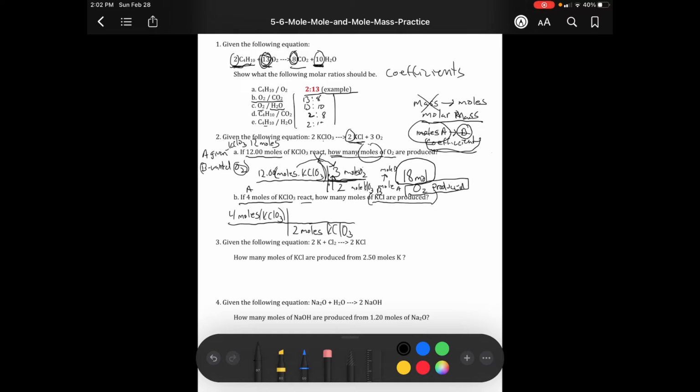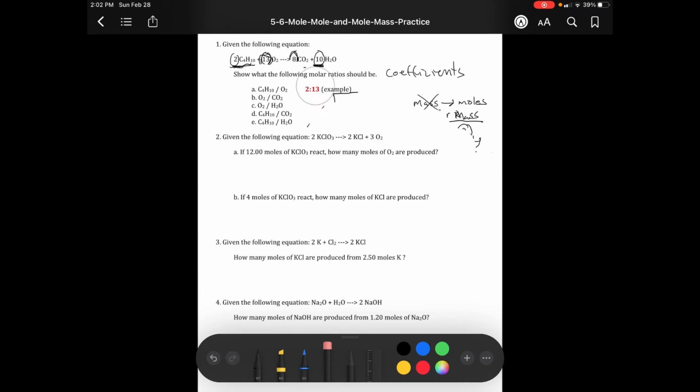Here's our coefficient. We put that on the top because that's where we're headed. 2 moles KCl. Now all we do is multiply across the top, and we divide by the bottom. So this is going to be a pretty easy one. 4 times 2 is going to give us 8, and then divided by 2 is going to give us 4, so we see we're going to get 4 moles of KCl produced. So that was mole to mole conversion, one of the easiest ones out.